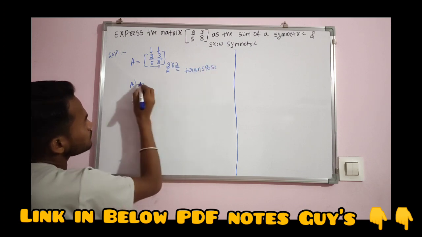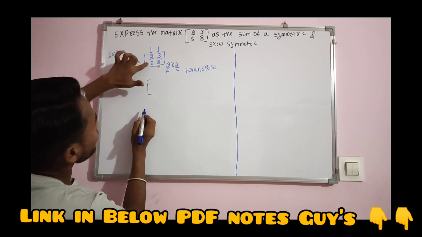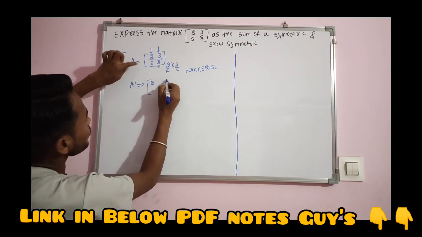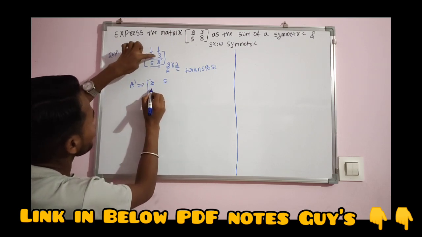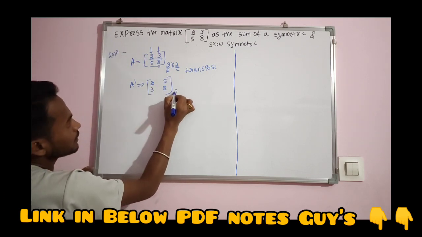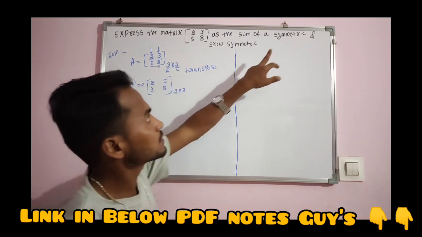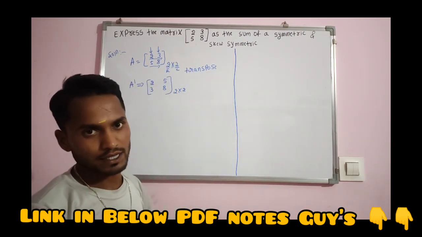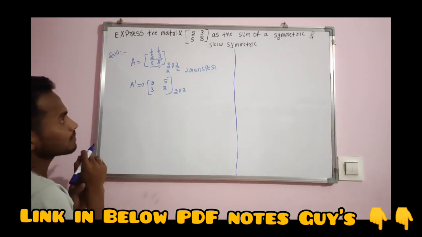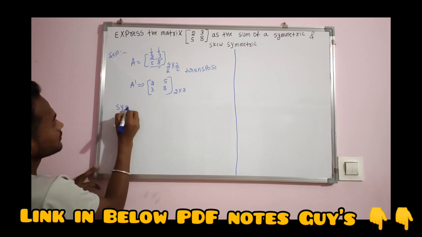Transpose means A dash. How to write this: this column I will write as a row, and this row I will write as a column. So you write this again as a 2 cross 2 matrix. What is this? This is a symmetric matrix, okay students, this is a symmetric matrix.